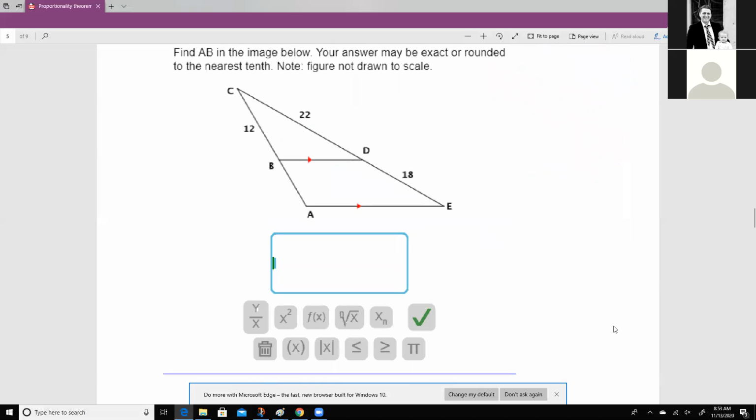All right, this one, again, that's a proportion. Now we're trying to solve for AB. Okay, so we just need to find right here. So we need to solve for AB. So AB would be corresponding, actually, AB would be corresponding to 18.